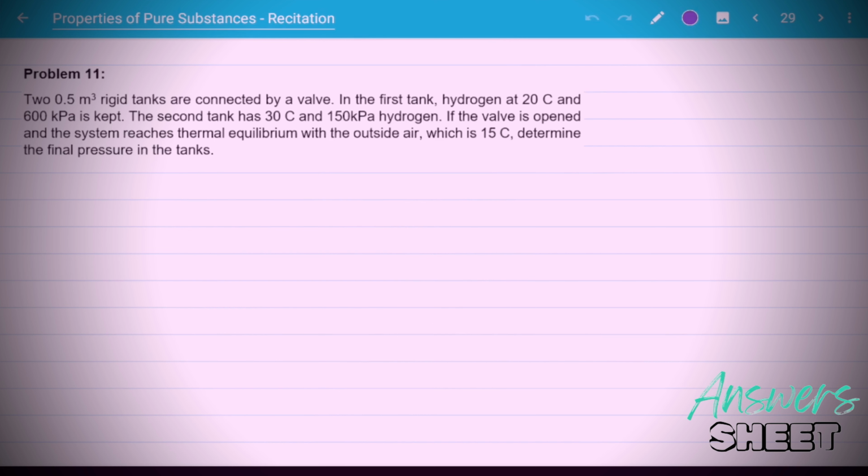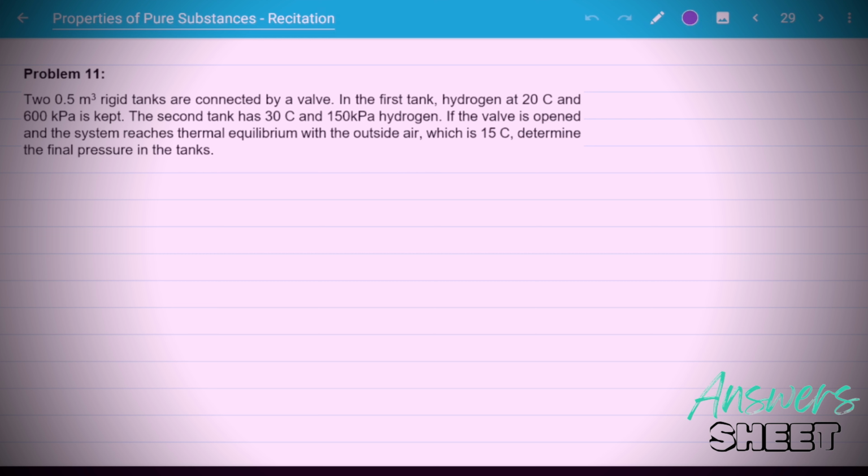Okay, problem 11. We have two rigid tanks that are connected with a valve. We are keeping hydrogen in both tanks. The properties of hydrogen in either tank are given. Now we open the valve and let the hydrogens mix, and then let the system reach thermal equilibrium with the outside air. And then we want to know the final pressure in the tanks.